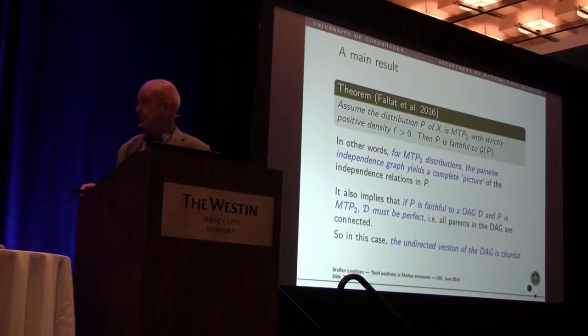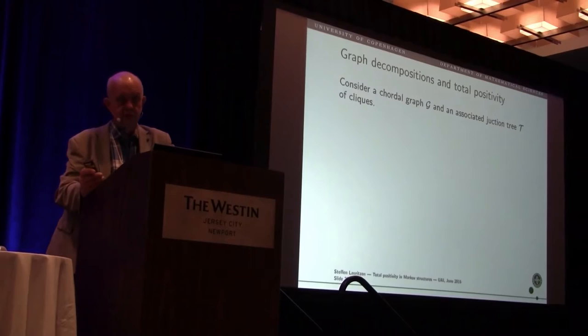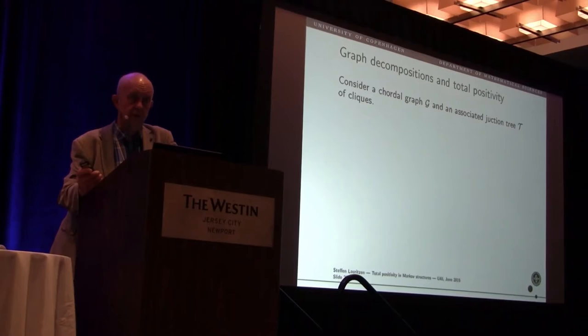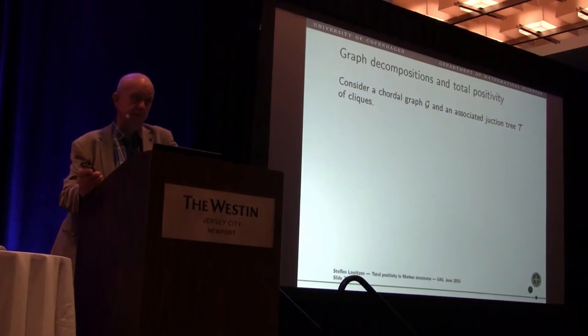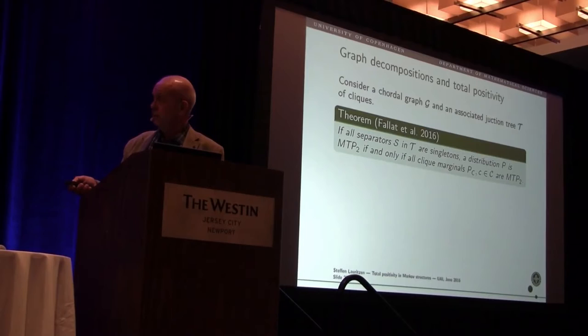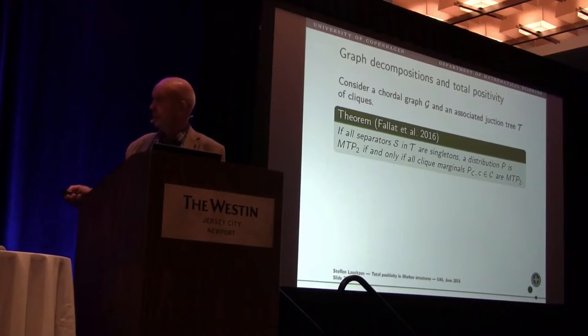Okay, now what else can I say about chordal graphs and total positivity? Chordal graphs are graphs where any cycle that is longer than 4 has a chord, and they correspond to graphs where the cliques can be arranged in a junction tree, or joint tree, if you like. I presume I don't have to explain that here in the UAI community. And you can ask, could you actually check when a chordal graph is MCP2? Unfortunately, this is not quite as beautiful as one would think.